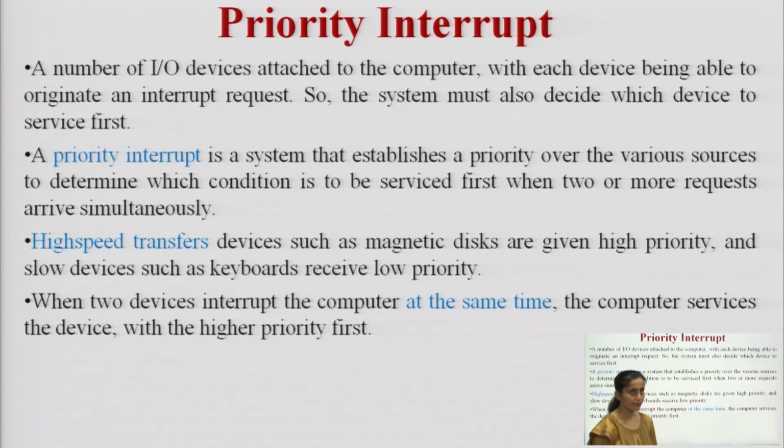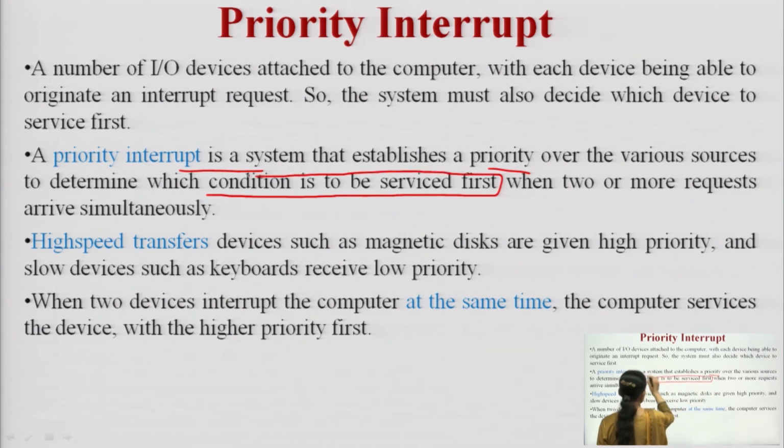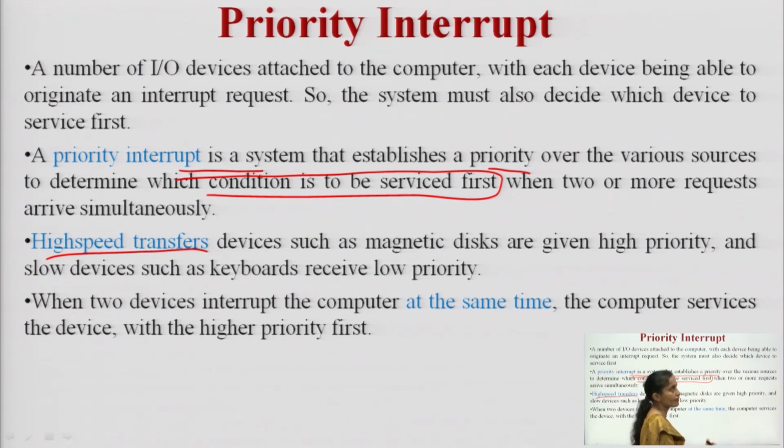Then priority interrupt. If there are many devices that want to interrupt the CPU, to whom should it be given? That becomes the priority interrupt. The priority interrupt is a system that establishes a priority over the various sources to determine which condition is to be serviced first when two or more requests occur simultaneously. High speed data transfer devices such as magnetic disk are given high priority, and slow devices are given low priority.